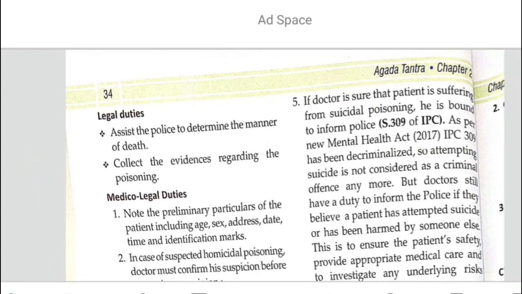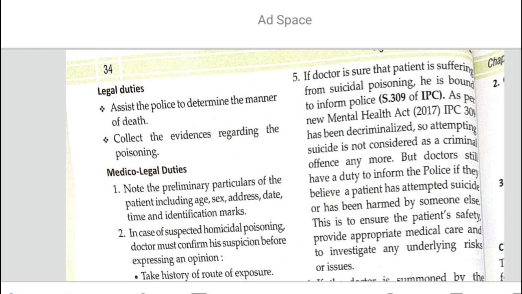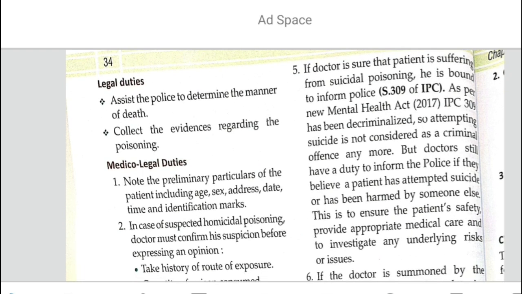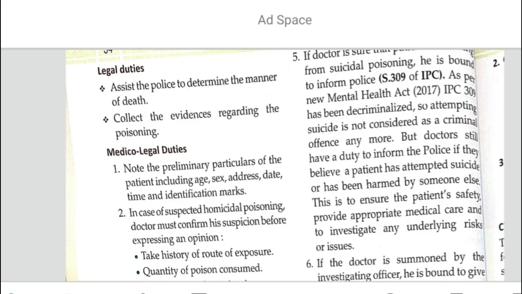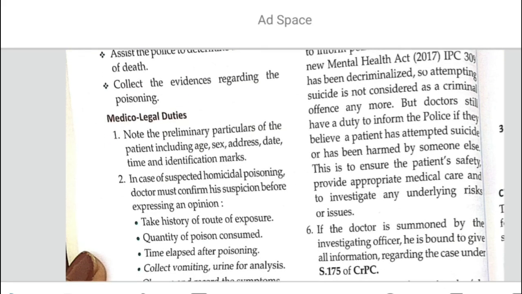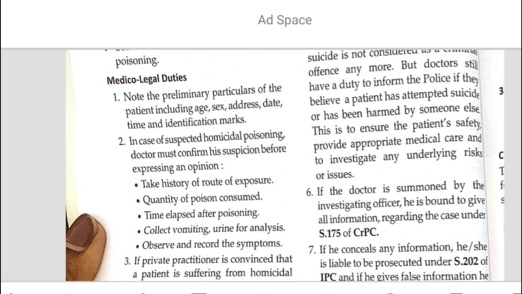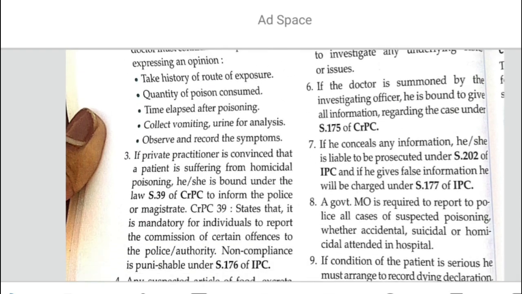If doctor is sure that patient is suffering from suicidal poisoning, he is bound to inform the police. Section 309 of IPC: as per the new Mental Healthcare Act 2017, IPC 309 has been decriminalized, so attempting suicide is not considered a criminal offense anymore. But doctors still have a duty to inform the police if they believe a patient has attempted suicide or has been harmed by someone else. This is to ensure the patient's safety, provide appropriate medical care, and investigate any underlying risk or issue.